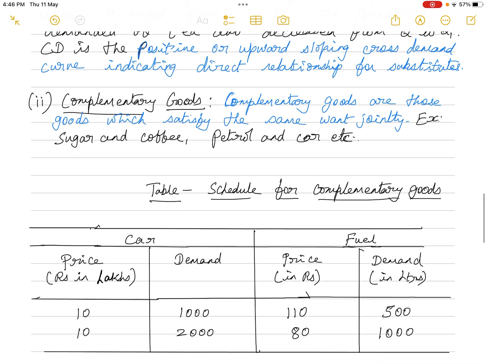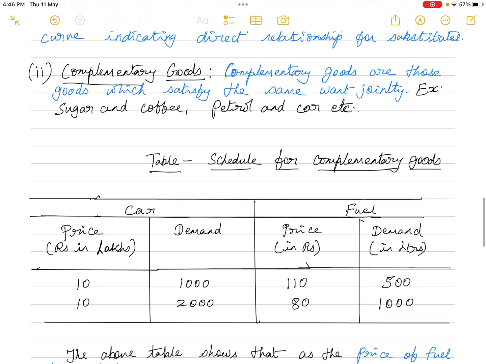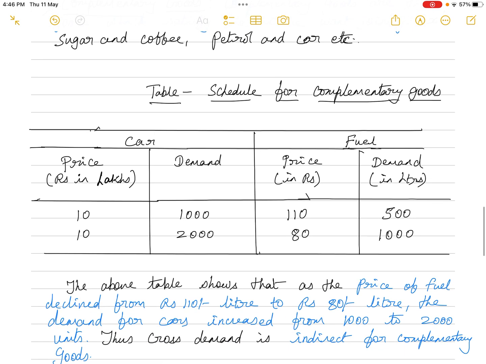Okay, now we will move on to the next type of related commodity, that is the complementary goods. The meaning of complementary goods: complementary goods are those goods which satisfy the same want jointly. Okay, example, sugar and coffee, petrol and car, etc. So as usual we have to explain with the help of a hypothetical table. So you can see the table, that is a schedule for complementary goods.